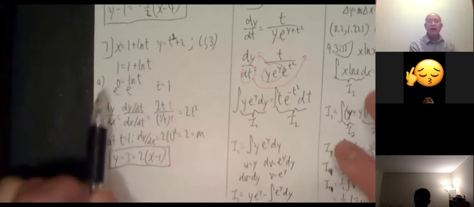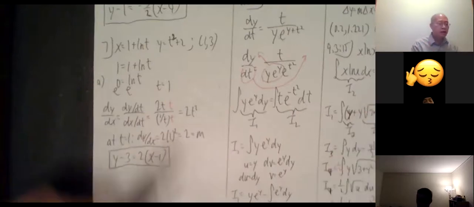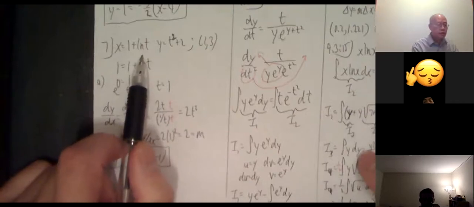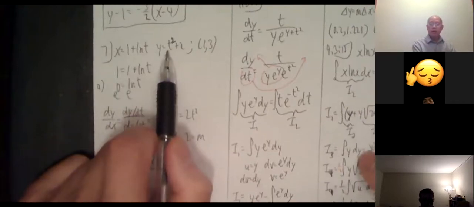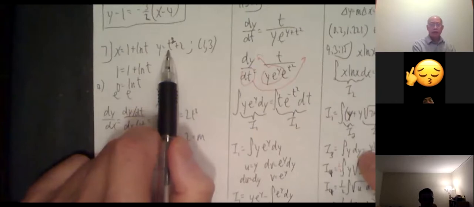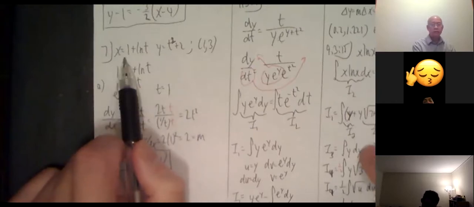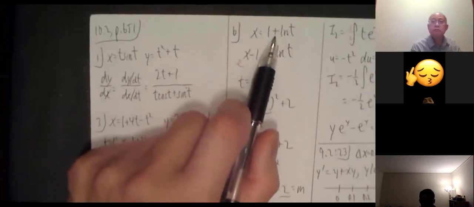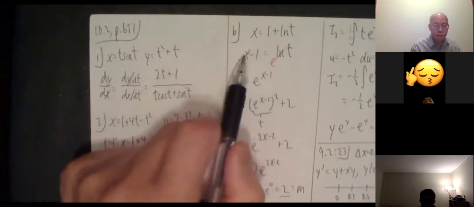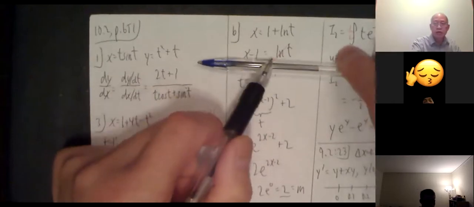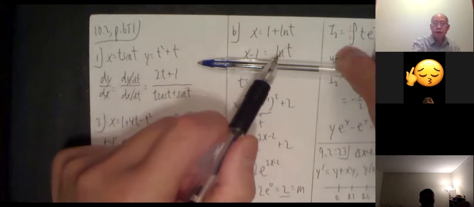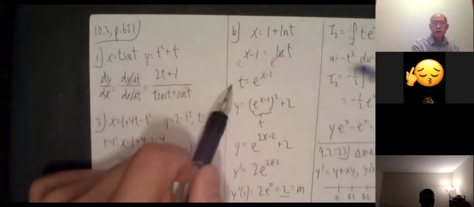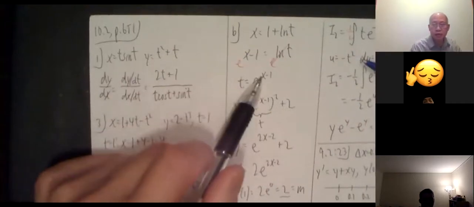All right, part B, how do you eliminate the parameter? I need an equation that involves only x and y. So I have to somehow get rid of t one way or the other. Again, if I solve for t here, there's a plus or minus. So I don't want to do that. So let me solve for t here. So x equals 1 plus natural log of t. Subtract 1. x minus 1 is equal to ln of t. How do I get rid of ln? Exponentiate. So t is equal to e to the x minus 1.